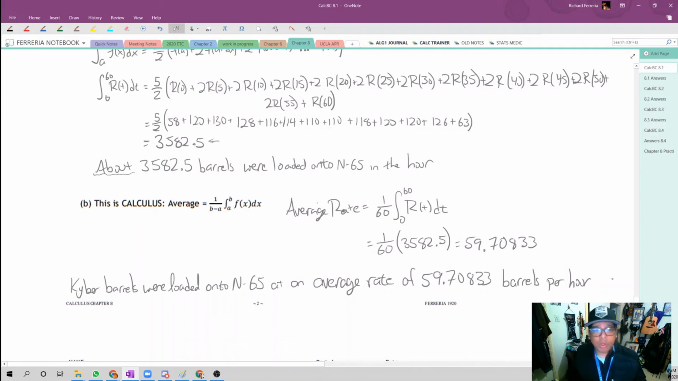Kyber barrels were loaded onto N65 at an average rate of 59.70833 barrels per hour. Remember, if we're taking an average of rate, then the average rate will have the same units as rate. So if we're averaging R, then the answer is going to have the same units as R.